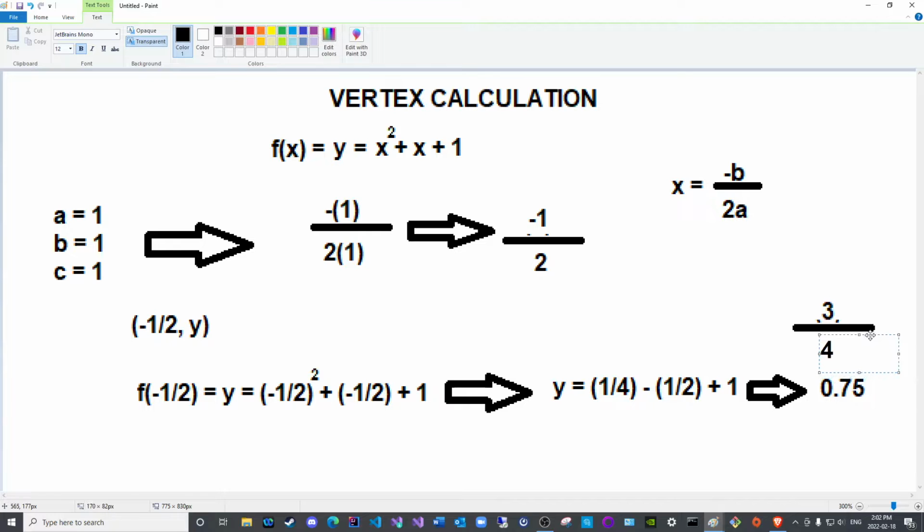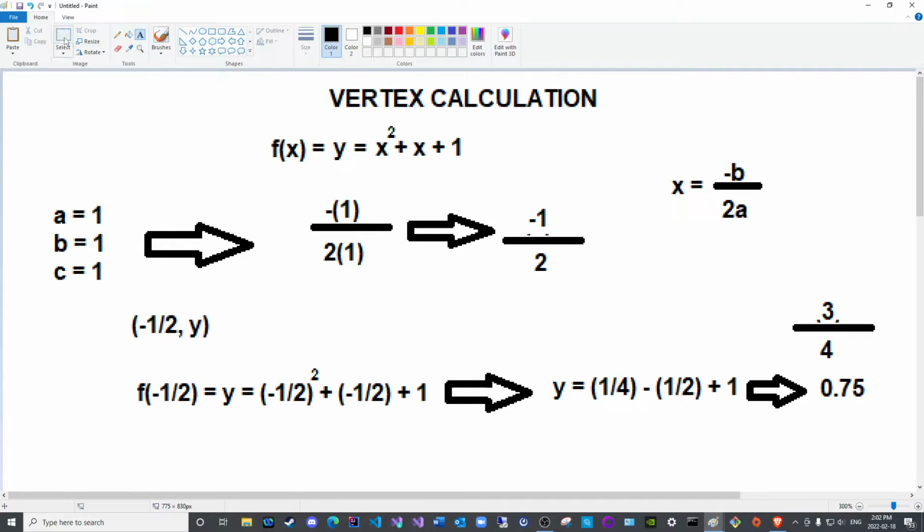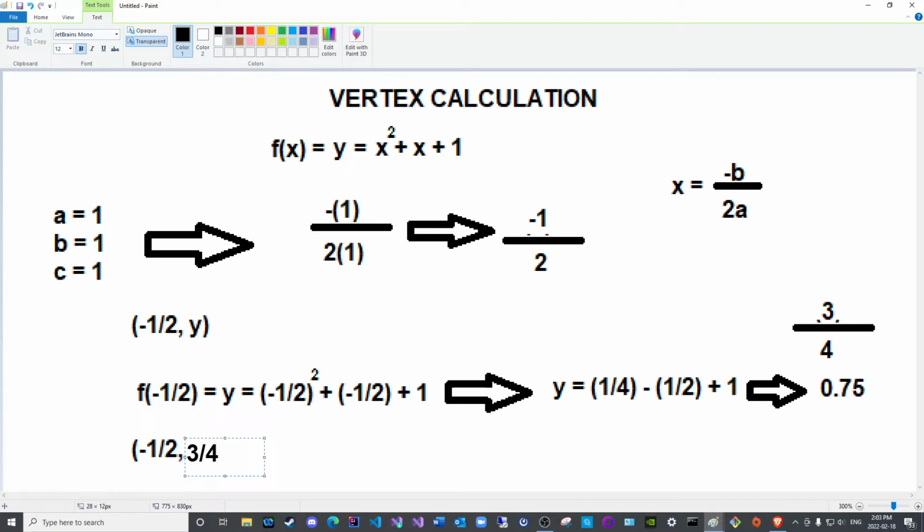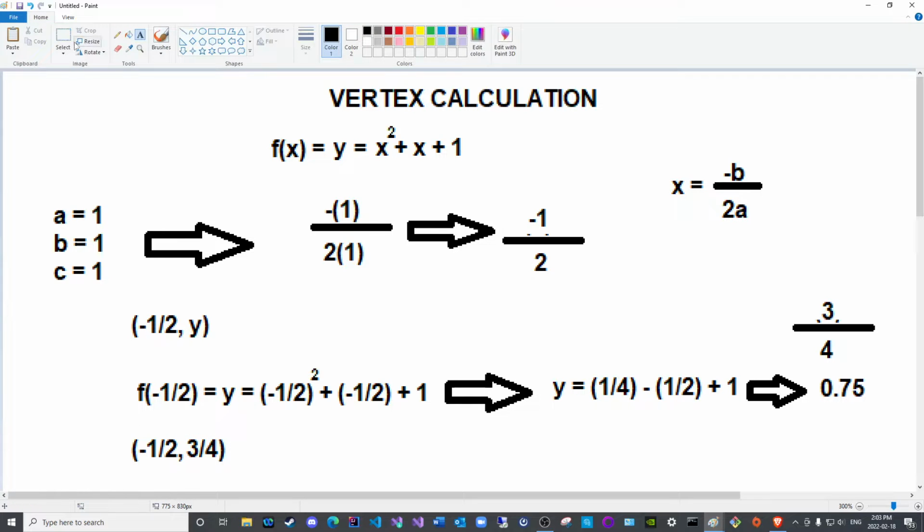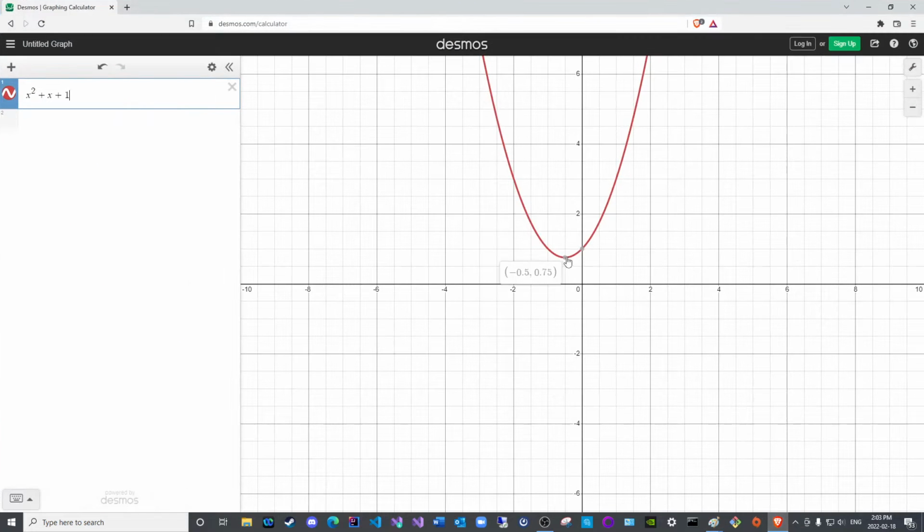So now we have the full coordinate for the vertex. So we can copy this, paste it here, and erase the y because now it is known. It is not unknown anymore. So it is 3 over 4, close the bracket and align it. And there we go. We have our vertex. This is the vertex. Let us compare it to Desmos. Negative half, 0.75. And that is it for calculating the vertex of this parabola or a quadratic equation.